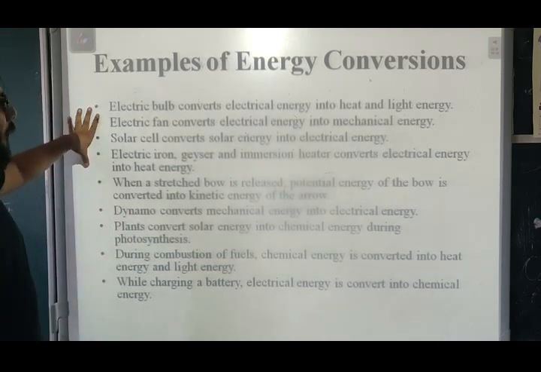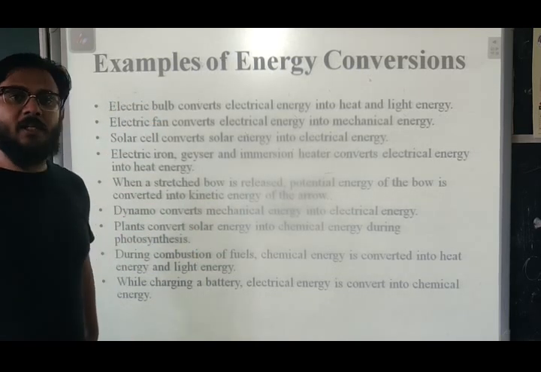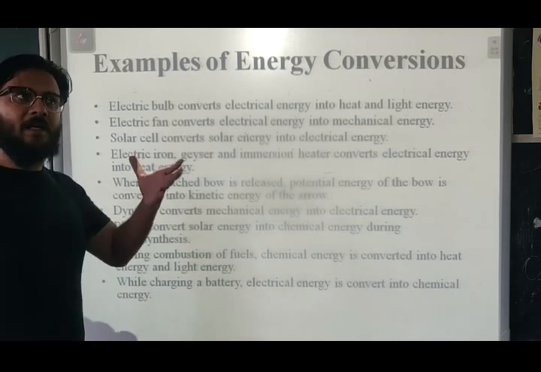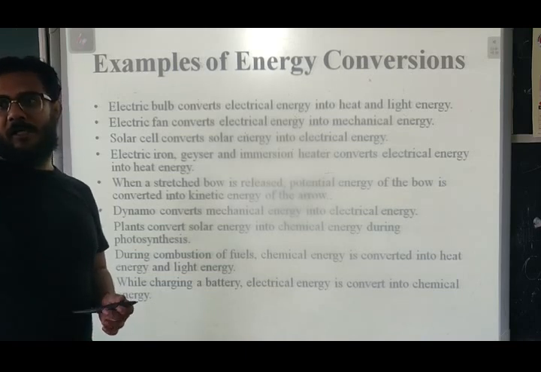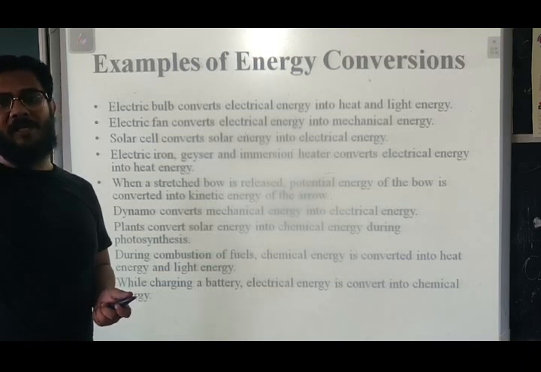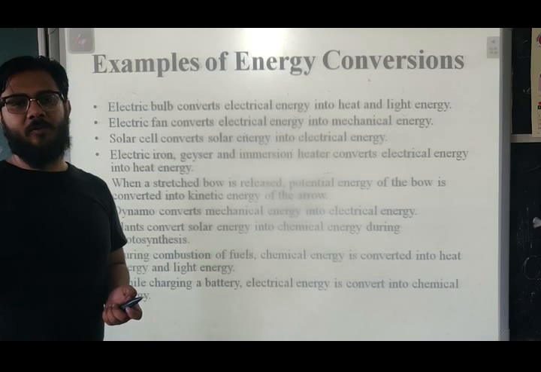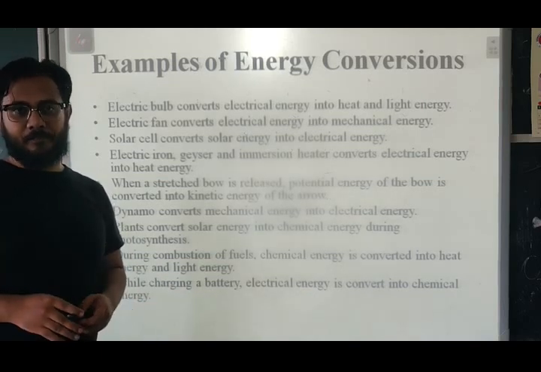So in an electric bulb, electricity, that is electrical energy, is turning into light energy and heat energy. Light energy, we see it. Heat energy, we need to go and touch it. When you touch it, you'll see that the light bulbs heat up. They become very hot. That is because the electrical energy is changing its form into light energy, which is making things bright, and heat energy, which is heating up the bulb.